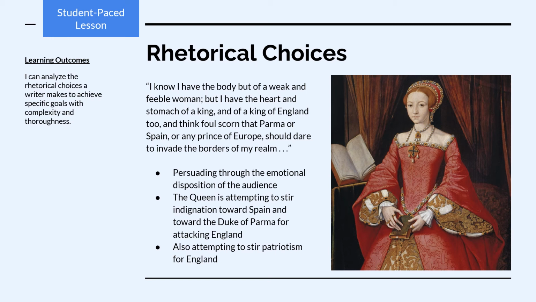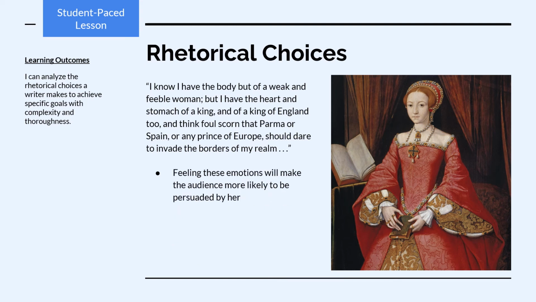The Queen here is attempting to stir indignation or anger in the audience toward Spain and toward the Duke of Parma for their part in attacking England. You could also say that she's attempting to stir patriotism for England, although this is an emotion that she doesn't focus on quite as much with this statement. But by making her audience feel both anger toward the enemy and some patriotism for their homeland, that again is going to place them in the right frame of mind to be more persuaded by her message.